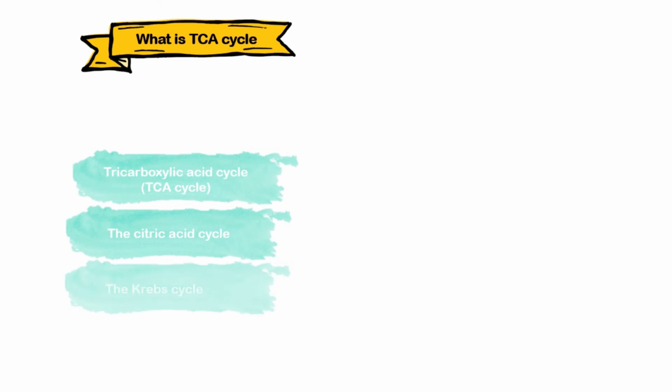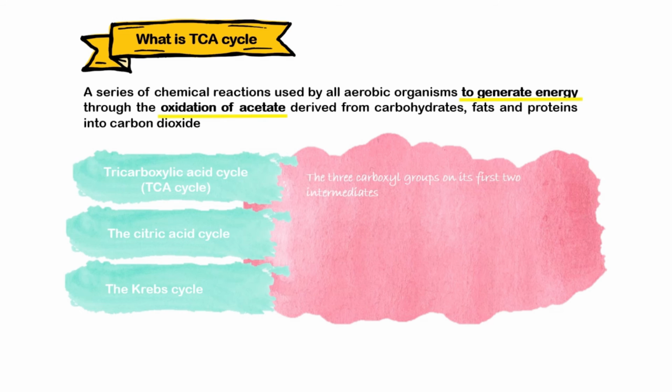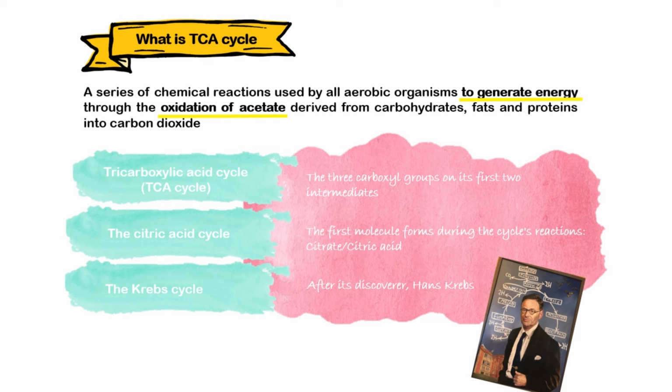The TCA cycle, the tricarboxylic acid cycle, is also known as the citric acid cycle and the Krebs cycle. It is a series of chemical reactions used by all aerobic organisms to generate energy through the oxidation of acetate derived from carbohydrates, fats, and protein into carbon dioxide. The name TCA cycle is derived from the three carboxyl groups on its first two intermediates, while citric acid cycle refers to the first molecule formed during the cycle reaction, which is citrate or citric acid, and the Krebs cycle is named after its discoverer Hans Krebs.